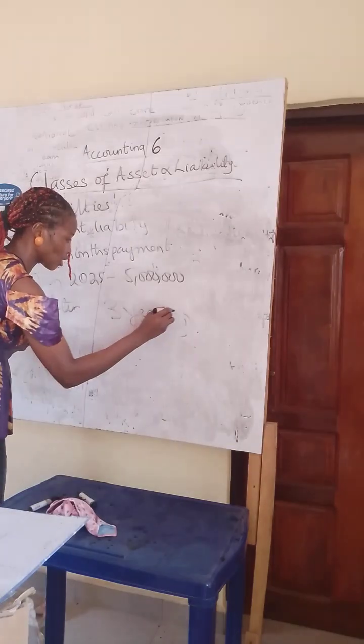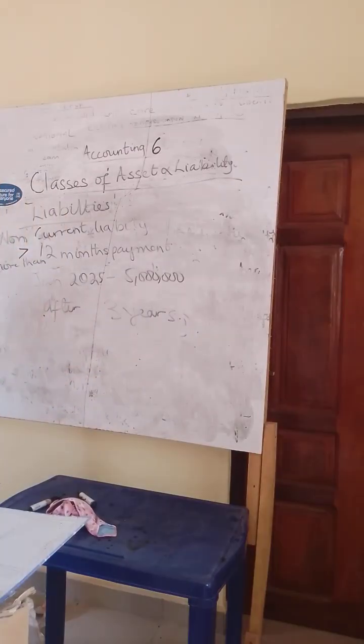It is a what? A non-current liability. Why? Because it's more than what? 12 months. You agree to pay them. I'll pay your money after 3 years. It's a non-current what? Liability.